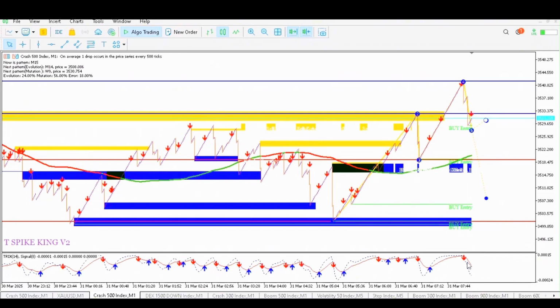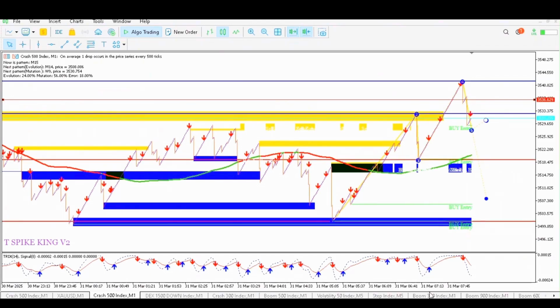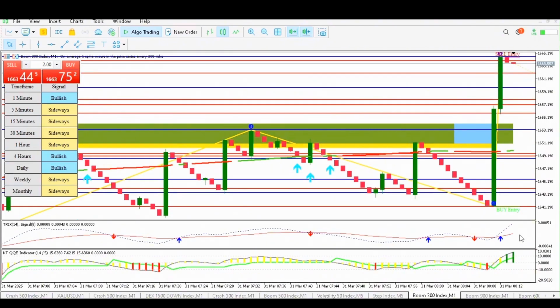But usually I like to enter on order blocks. So which means you have to wait for it to reach this zone. Then you try to sell again. You see, so this is what happened on Boom 300. I think I told you that Boom 300 was going to spike around that area, and we were given the signal by the system. So in other words, our system works, guys. That's why I told you that it's more than 85% accurate.